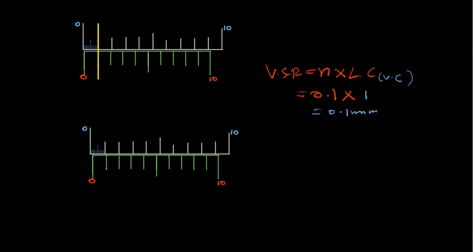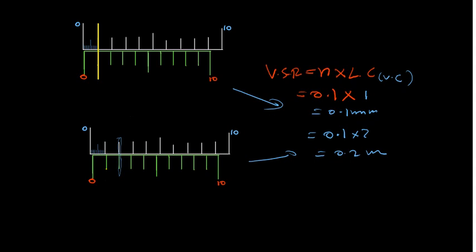In the second one, now the second line has coincided. So it is 0.1 multiplied by 2, 0.2 millimeter for this one. This is for the first one. You might find something here. The first line of the Vernier scale coincides with the first line of the main scale. The second line of the Vernier scale coincides with the second line of the main scale. It's going to be confusing.